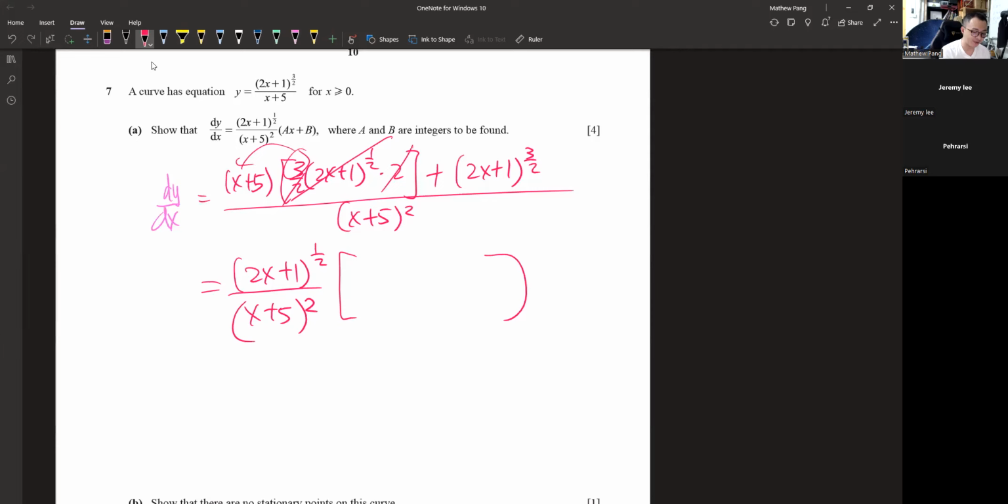I left 3 multiplied into both, right? Which is 3x plus 15. I mean, 15.